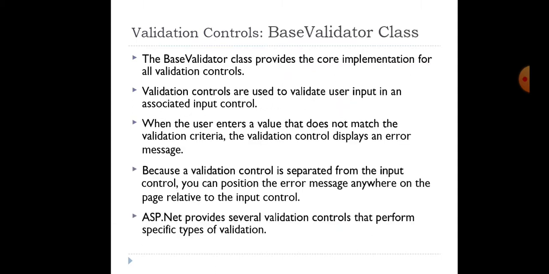Okay. Next, the first validation control is the base validator control. This base validator class provides the core implementation of all validation controls. It means compare validator, regular expression validator, required field validator, all these validation controls are implemented with the class of base validator. These validation controls are used to validate input in associated input controls. While a user enters a value, if it does not match the validation criteria, it displays an error message.